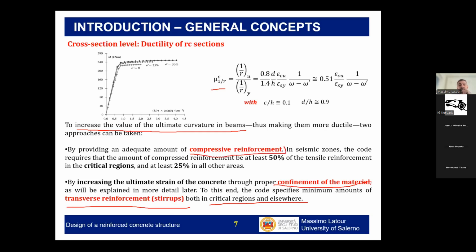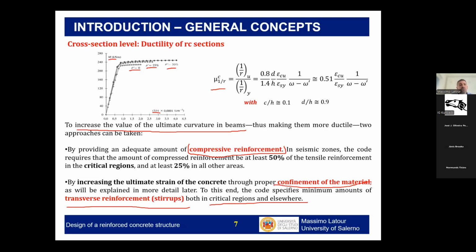There are indeed, in codes, certain rules to increase the percentage of bars in compression in the critical region. You see in this diagram a comparison between different situations, a moment curvature diagram of a cross-section, considering different percentages of bars in compression. Normally, the higher the bars in compression, the higher the ductility of the cross-section. Okay, from the conceptual point of view, I'm more interested in this.